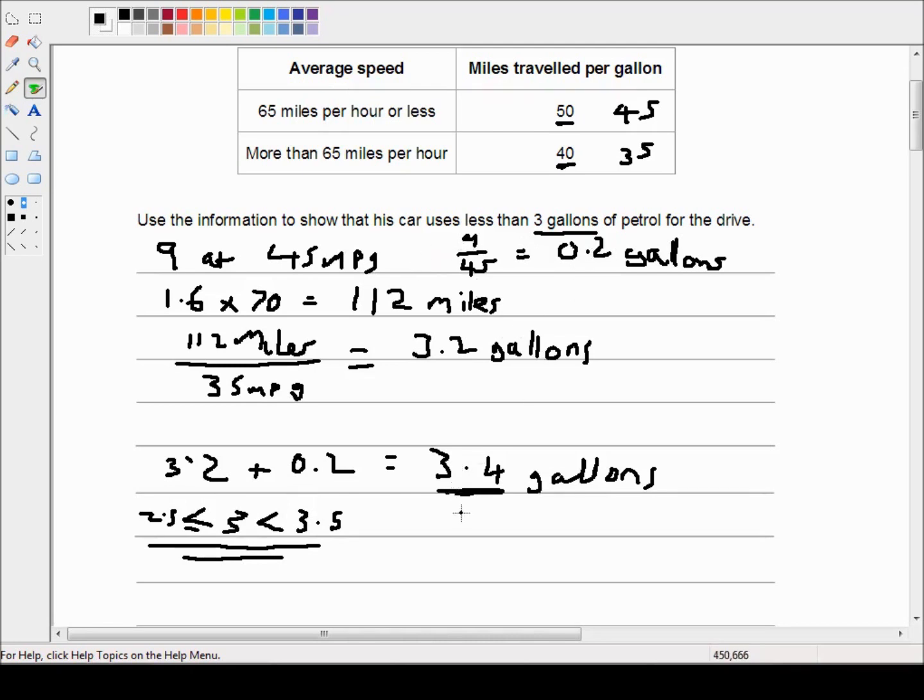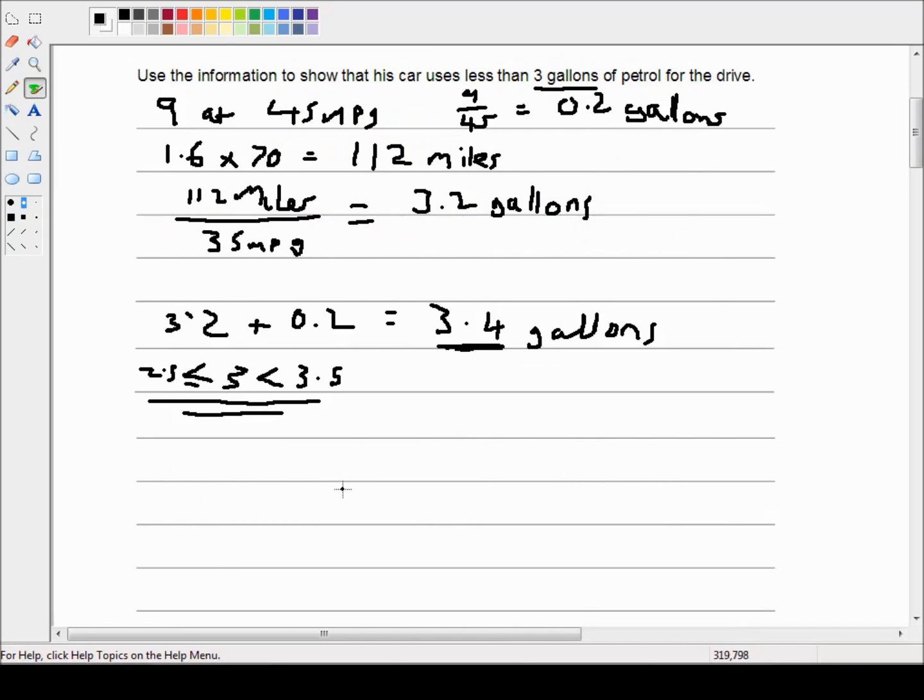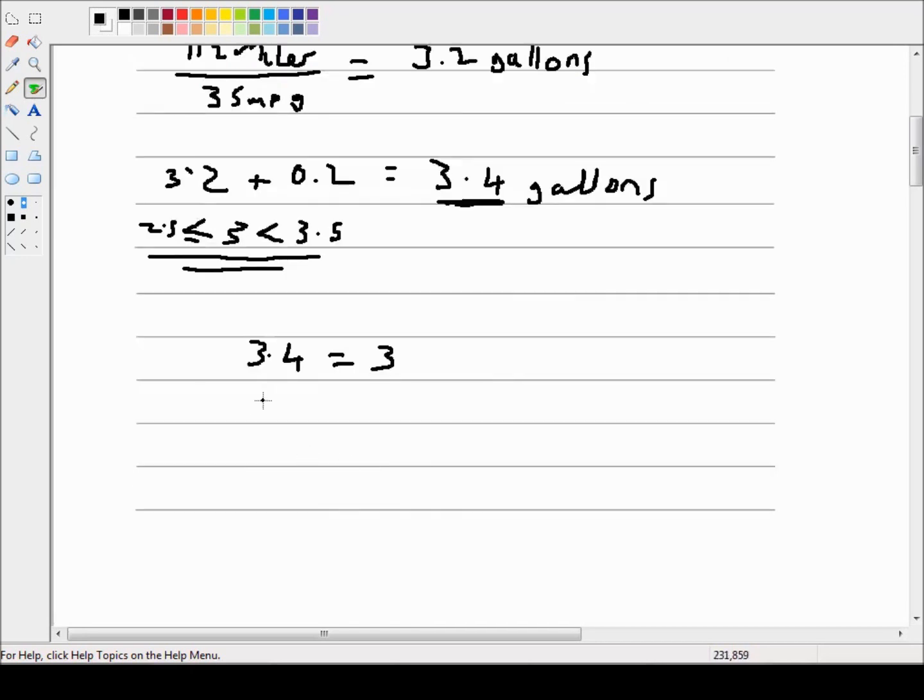And for those who are still struggling with this concept, 3.4 is equal to 3, but it's not equal to 3.0. So 3.4 is greater than 3.0. It's all a question of accuracy. 3.4 rounds down to 3 because with 3 we're not expressing any greater level of accuracy.